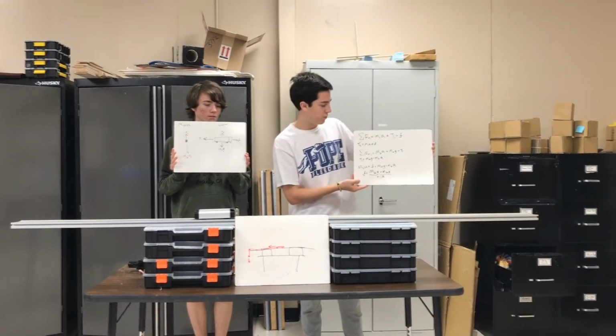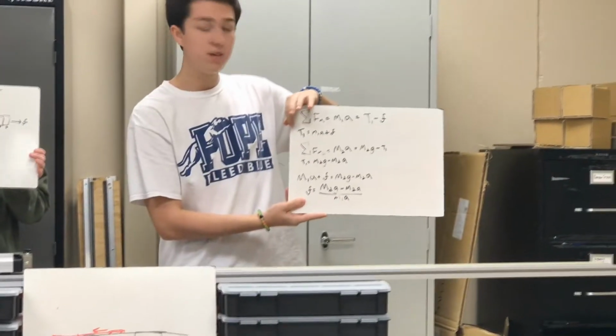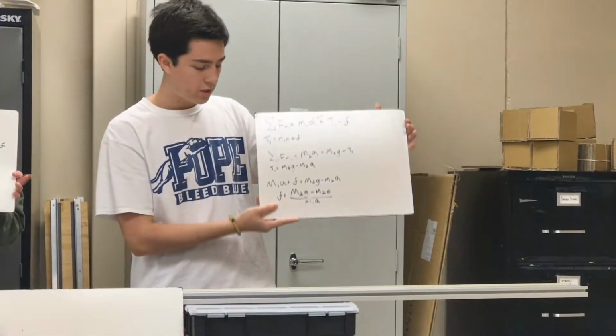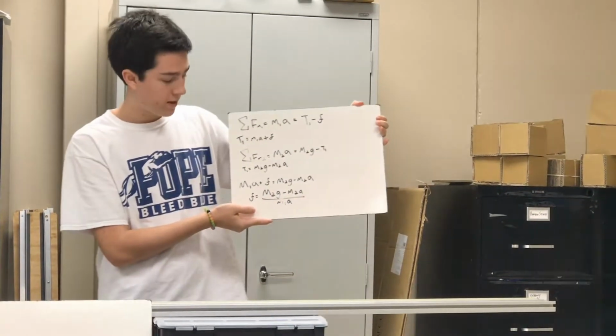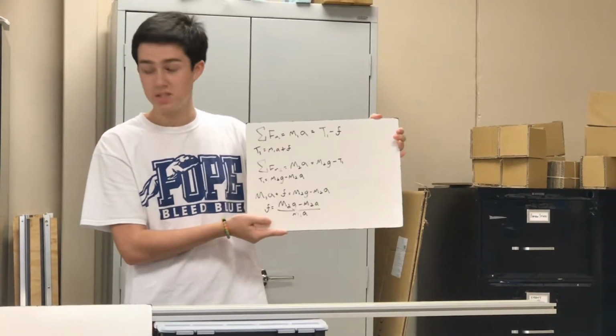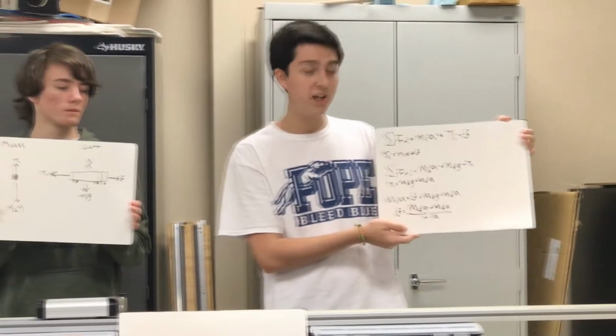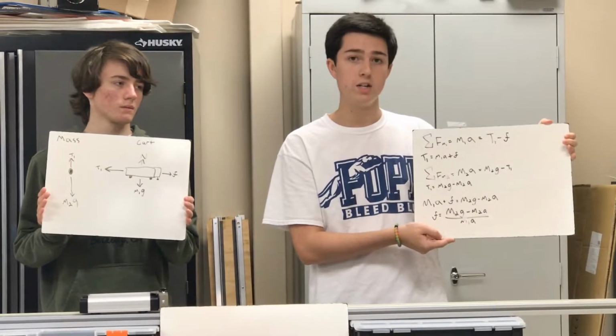As you can see on the sum of forces statements, I have set both of them equal to tension and solved for them. So I have an equation down here. Friction is equal to the mass of the weight times gravity minus the mass of the second weight times acceleration, divided by the mass of the cart times acceleration.